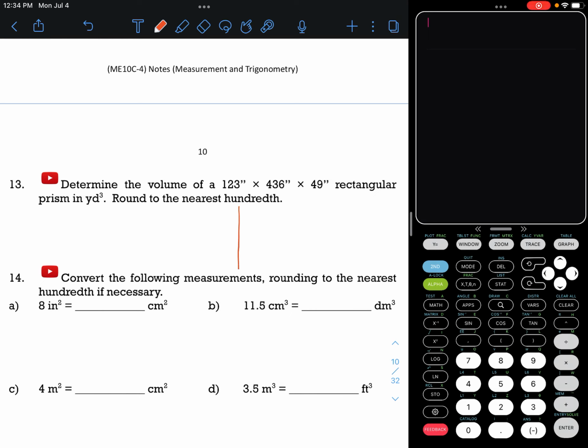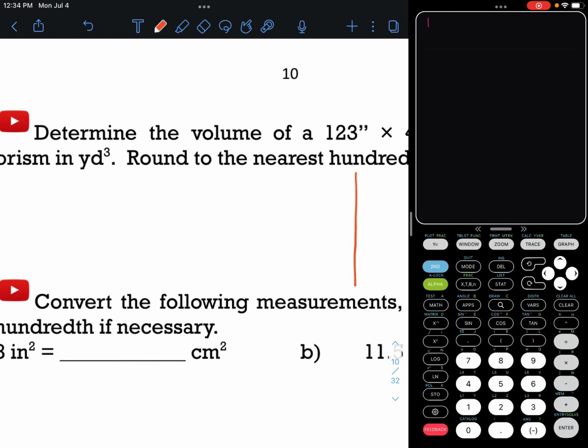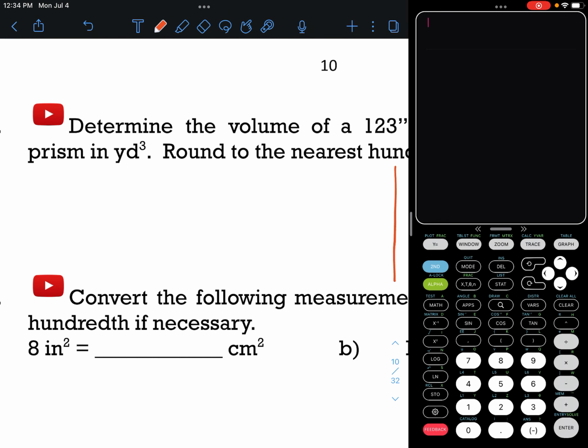Question 13. Determine the volume of a 123-inch by 436-inch by 49-inch rectangular prism in cubic yards. Round to the nearest hundredth. So just like number 12, we can do this question in two different ways. We can either find the volume and then convert it, or we can find the dimensions in yards and then convert that. So I'll do it both ways here.